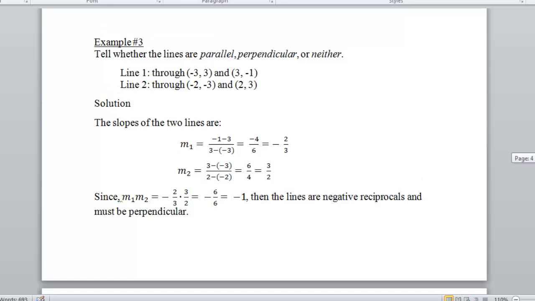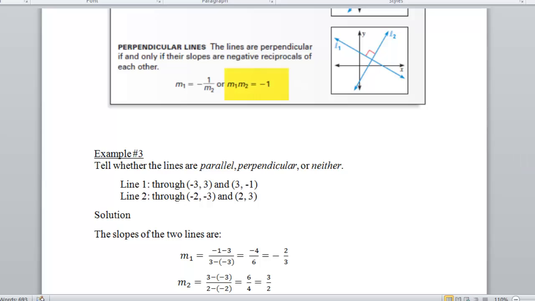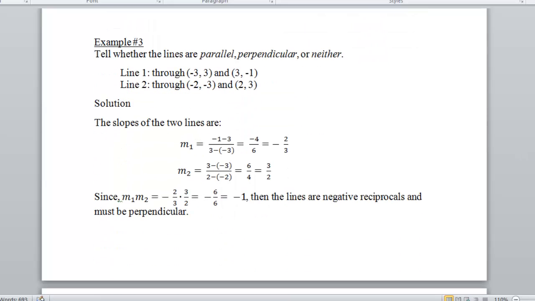And then, of course, another test that we can also use, if we look up in our previous summary, is that the product of the slopes of the two lines should equal -1. And so that is another way that we can tell if the lines are perpendicular. If we take negative 2/3 and multiply it times 3/2, we get a -1 value. So there's a couple different ways for us to make that determination. Then we could say that these two lines are perpendicular.